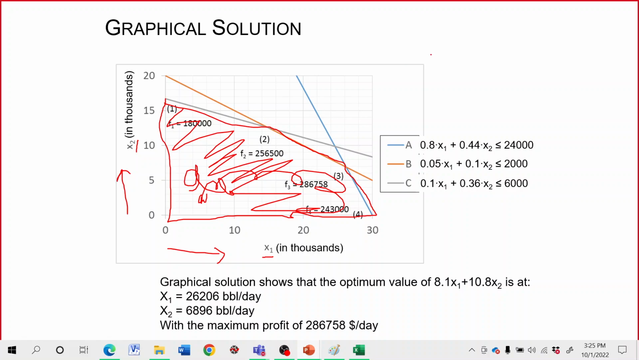With this graphical solution, we then have to put in this point. This is the objective function, 8.1 x1 plus 10 x2. If you put it here, it will be something like this. Make sure that it's 8 and then 10. Something like this.